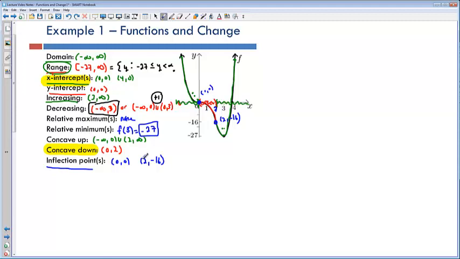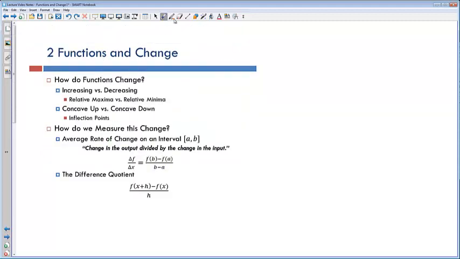Okay, so now that we understand basically how functions change a bit, we want to talk a little bit about how we measure this change. We're not going to get too deep into this, but I do want to introduce the ideas.